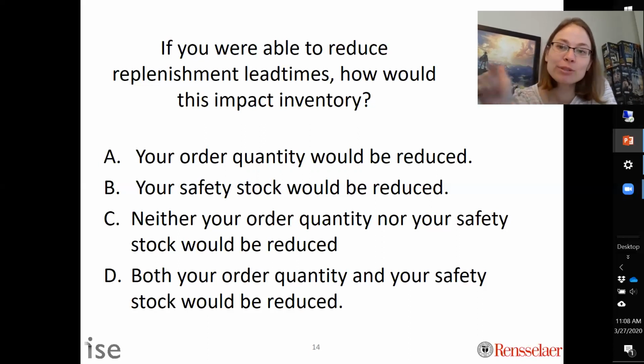B, if I reduce L, would it reduce your safety stock? And the answer there is yes, because you typically use the square root of L times the standard deviation of lead time per period. So B, yes, safety stock would be reduced if your replenishment lead time would be reduced. So the correct answer is B, not both, because L does nothing to the EOQ, the square root equation. L never shows up. Correct answer is B.